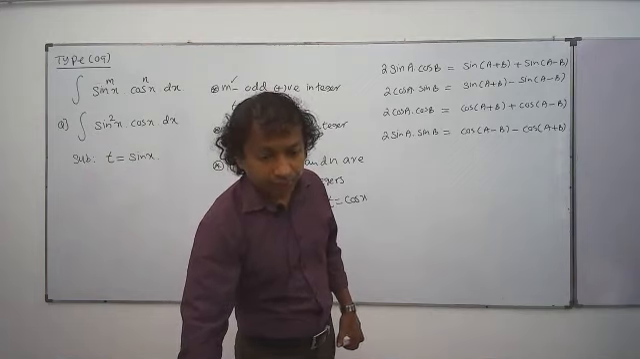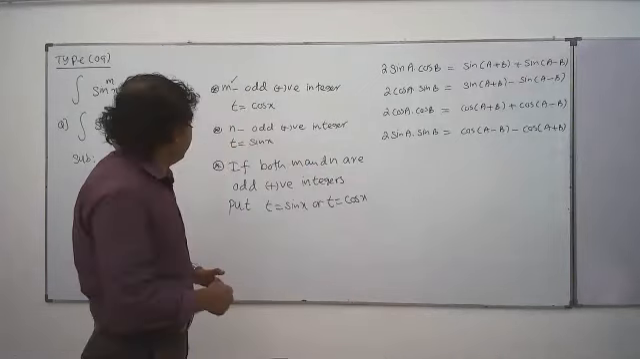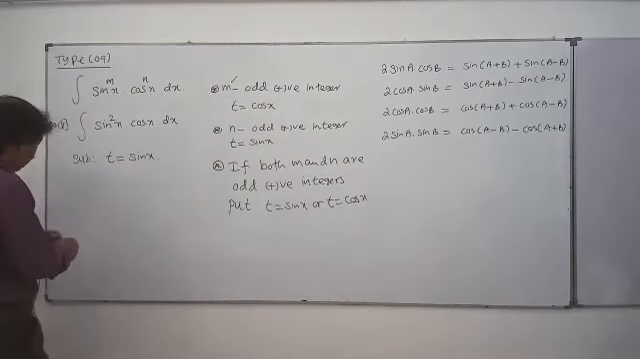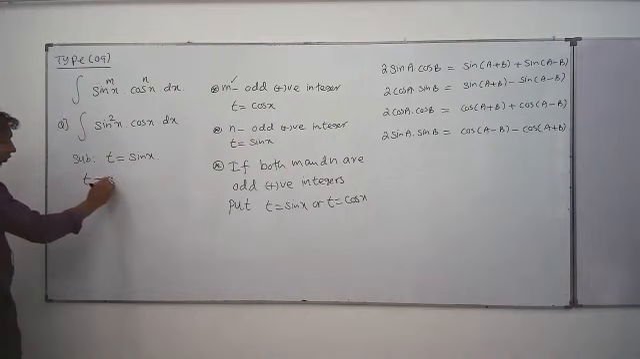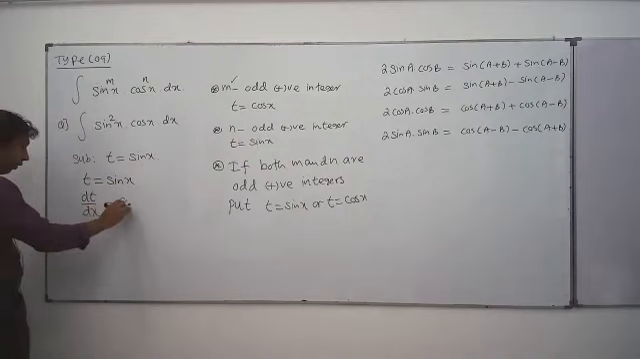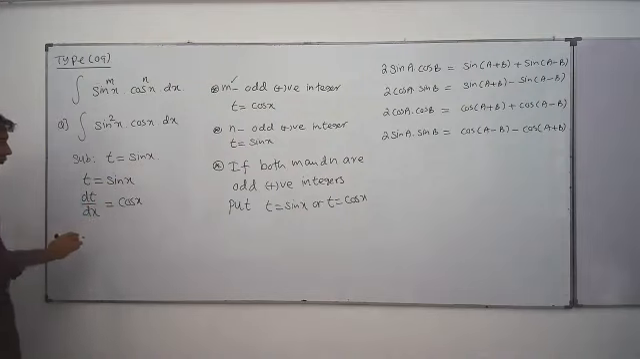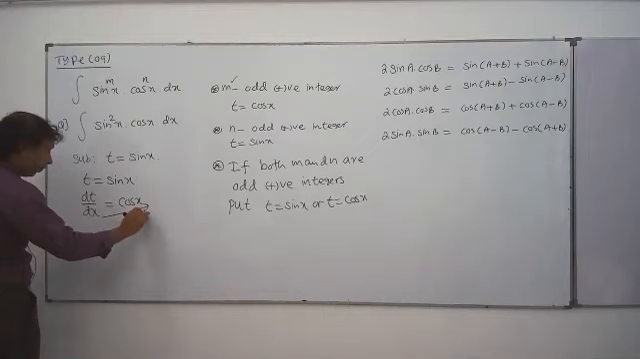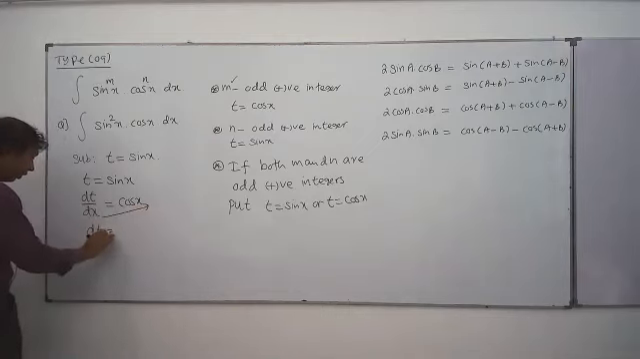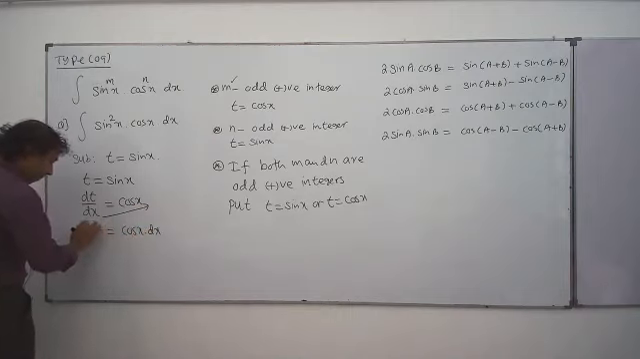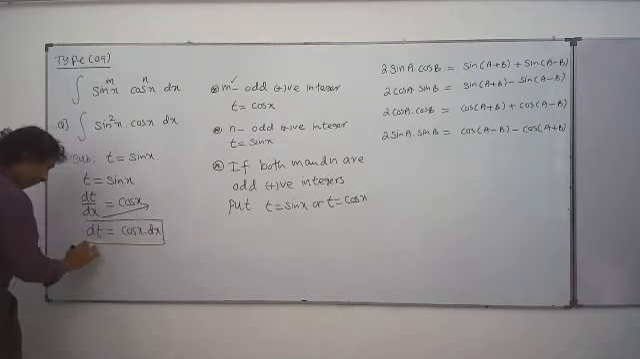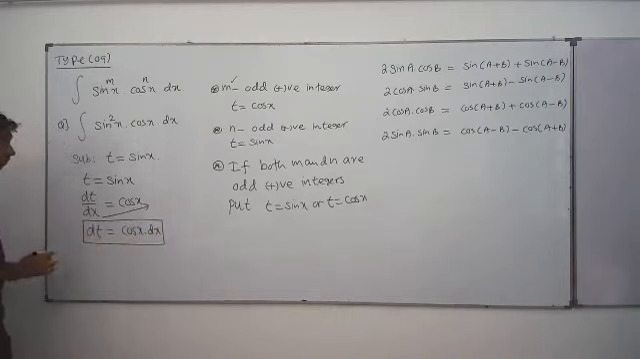Right now, people, here the substitution t equals sin x. You know, whenever we use a substitution, we have to differentiate that substitution. This way we get, then we have dt equals cos x times dx.